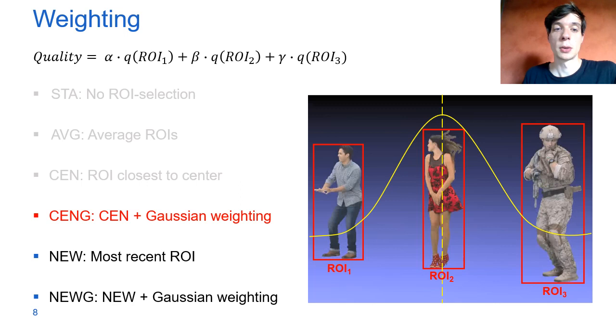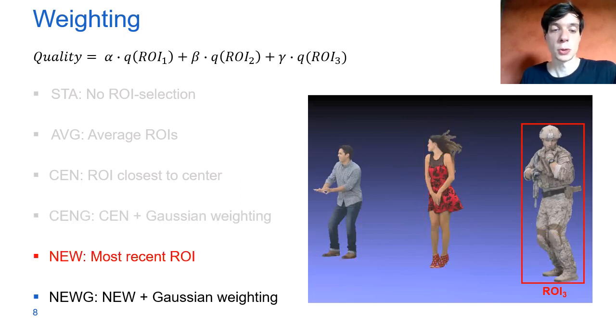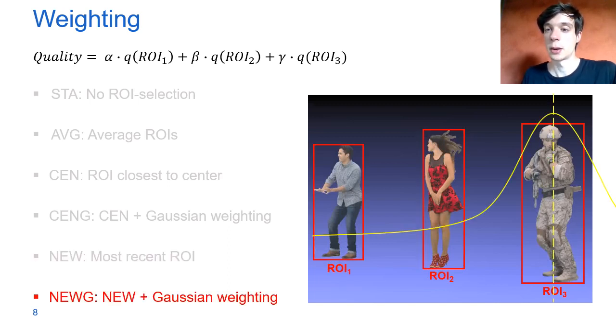Alternatively to this, we can also take the other regions of interest into the calculation by weighting them based on a Gaussian weighting function, of which we put the mean at the center of the middle region of interest. The new and the new Gaussian approach are actually similar, with the difference that we do not take the middle region of interest, but the region that most recently appeared in the frame, which leads to this Gaussian weighting procedure.